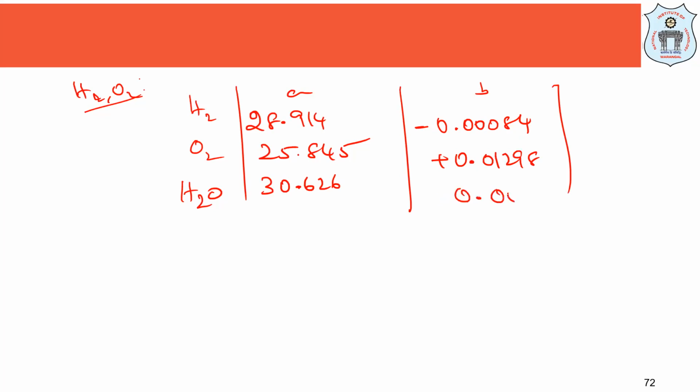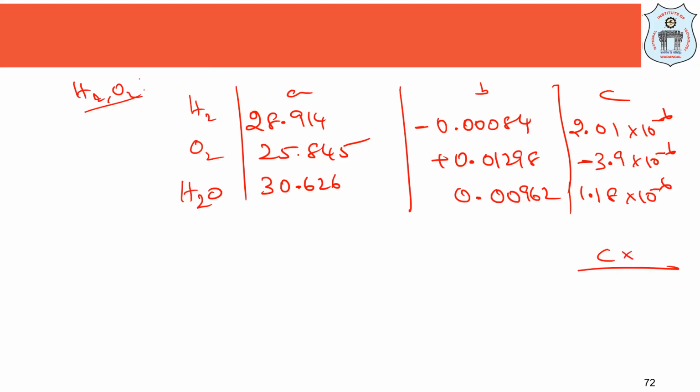Okay, 0.00962. The C values are 2.01 into 10 power minus 6, minus 3.9 into 10 power minus 6, 1.18 into 10 power minus 6. To avoid confusion, I have written 10 power minus 6 here. Usually, how it will be given is C into 10 power 6: 2.01, minus 3.9, 1.18.